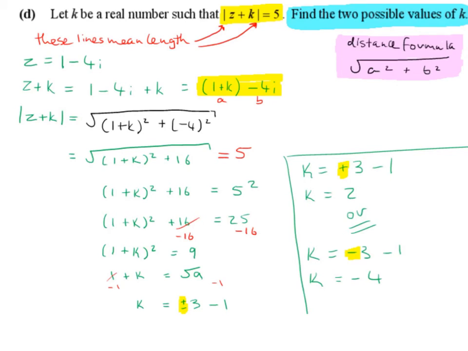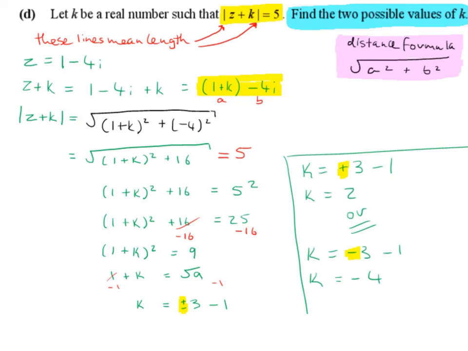So we have our square root, a squared, which is going to be 1 plus k squared, plus b squared, which is going to be minus 4 squared. Again, make sure you've got brackets around your minus 4, because if you don't, you'll end up getting minus 16, and that's incorrect. So we have the square root of 1 plus k squared plus minus 4 squared. Minus 4 squared is plus 16. And we're going to let this equal 5, because we're told in the question the modulus of z plus k is equal to 5.